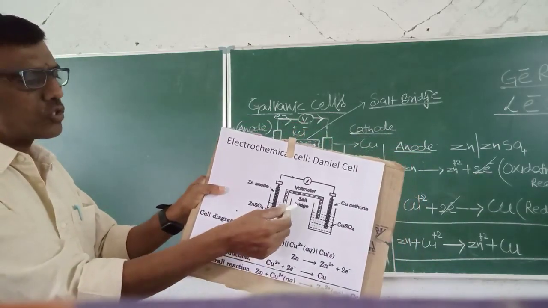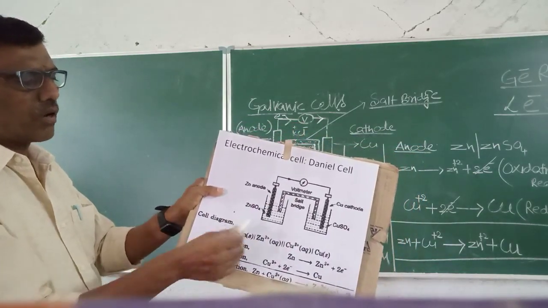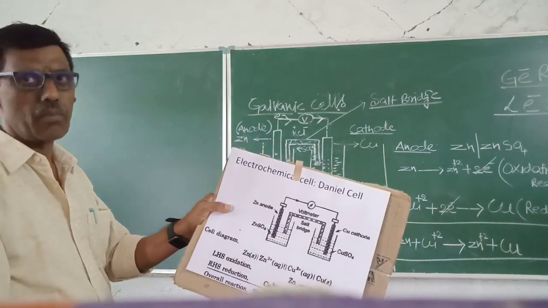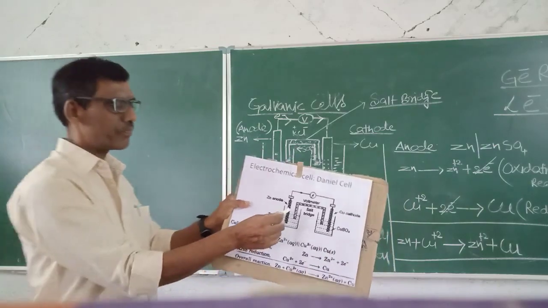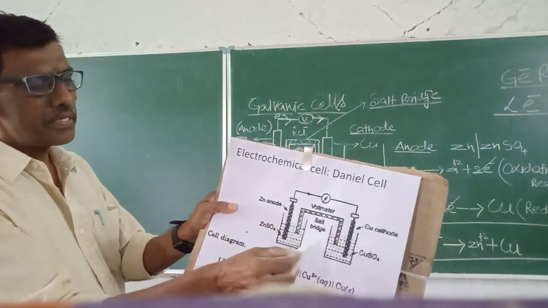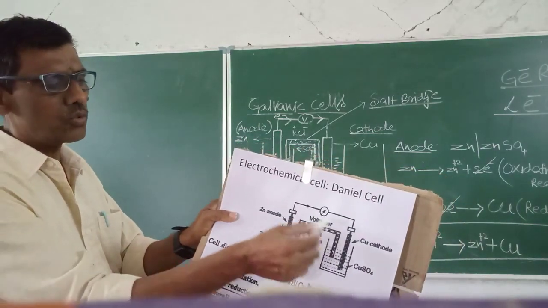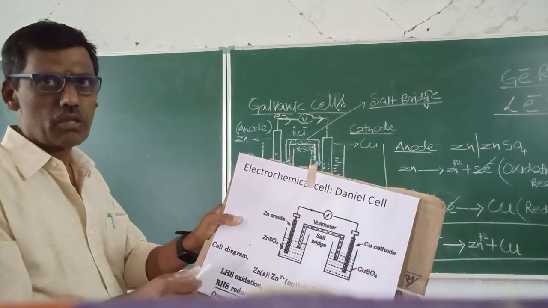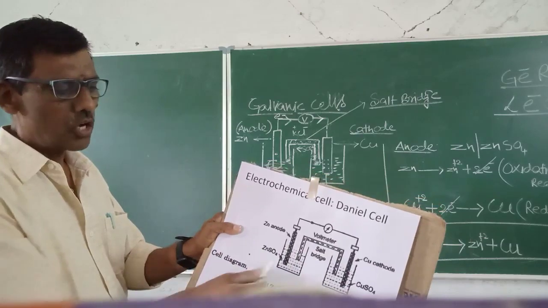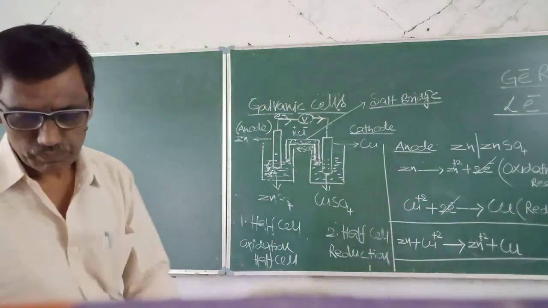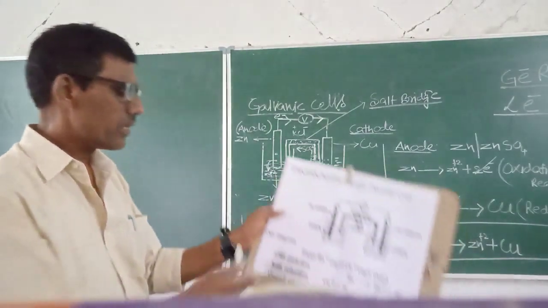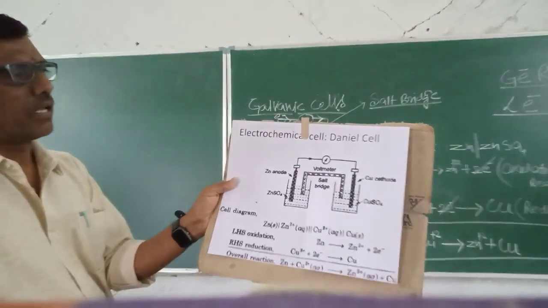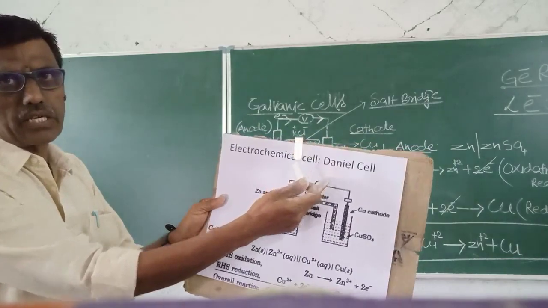So what are the uses of the salt bridge? Number one, it avoids intermixing of these two electrolytes. Second, it internally connects these two half cells. These are the major uses of the salt bridge. Now you can see that this is the cell diagram. This is what is called a galvanic cell, or also a Daniell cell.